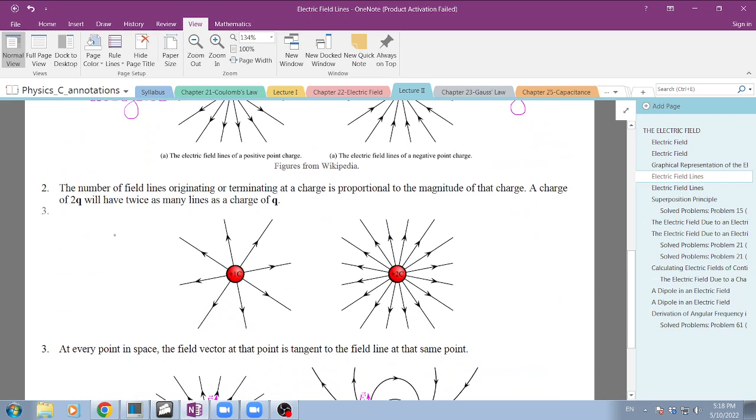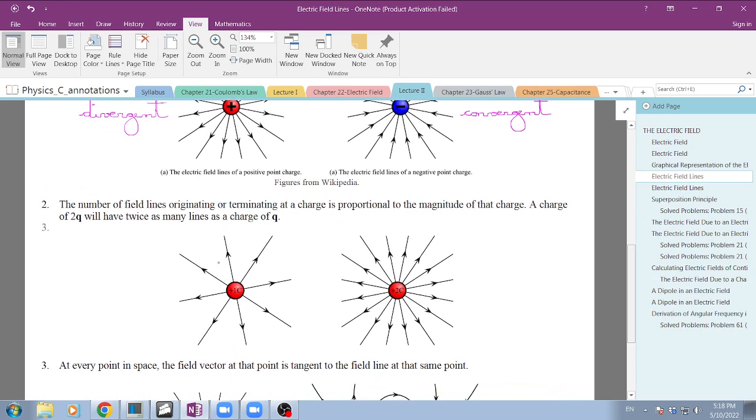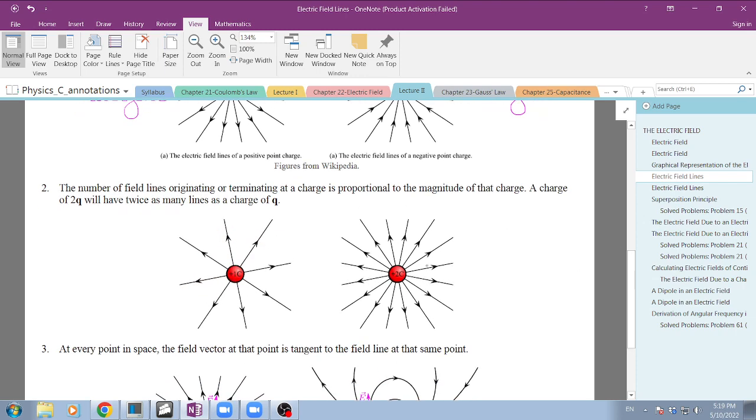The second rule is that the number of field lines is proportional to the charge. People are going to say, but come on, the lines are not supposed to be discrete. Actually, you know that the electric field is continuous, but we don't need to represent all the lines. That's the main point here.